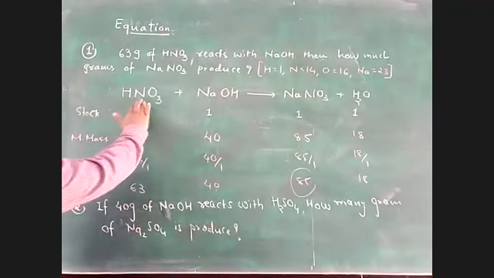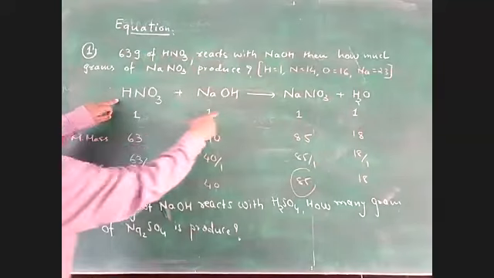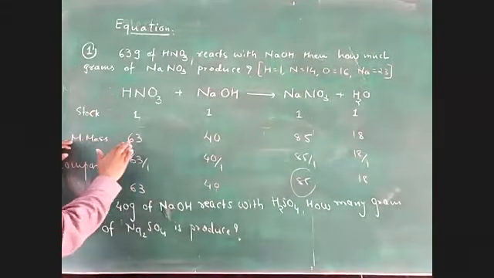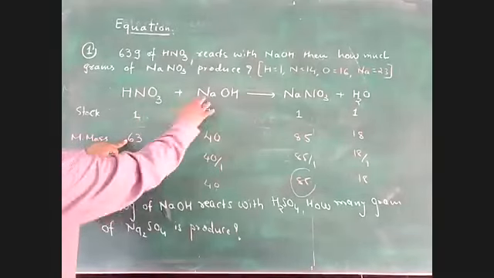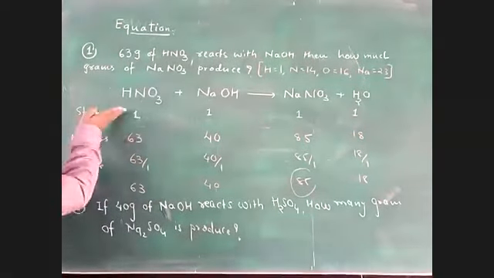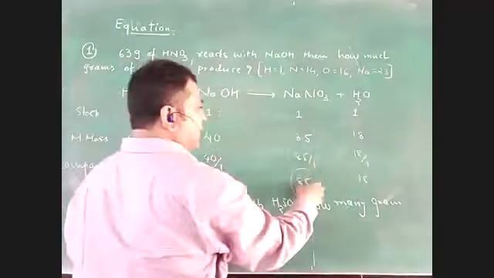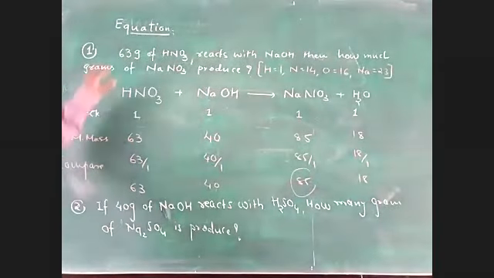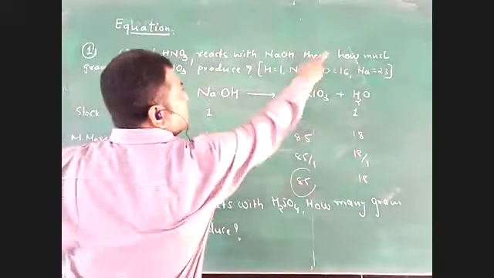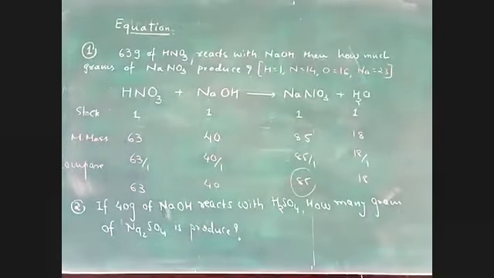We have written the equation: HNO3 plus NaOH giving NaNO3 plus H2O. From the information, this is one mole, that is one mole, and so on. Then I write the molecular masses: HNO3 is 63, NaOH 40, NaNO3 85, and H2O 18. Now I am dividing by the stoichiometry. So 63 gram is used, 40 gram is used, 85 gram is produced, 18 gram is produced. That means 63 gram of HNO3 will give 85 gram of NaNO3. So this will be our understanding. Now try the second question: if 40 gram of NaOH reacts with H2SO4, how many gram of Na2SO4 is produced?